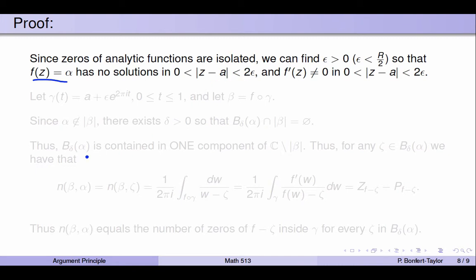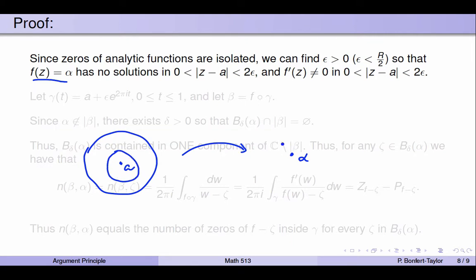centered at a. We know at a, f takes the value alpha. A is mapped to alpha. But since A is mapped to alpha, we can be assured that in a neighborhood of A, if we choose that neighborhood small enough, the value alpha is not taken again. Because we can look at the function f of z minus alpha, it has a zero at A, zeros are isolated, so we can choose the neighborhood small enough so there are no more zeros in that small neighborhood. So that's how we can find our value of epsilon.